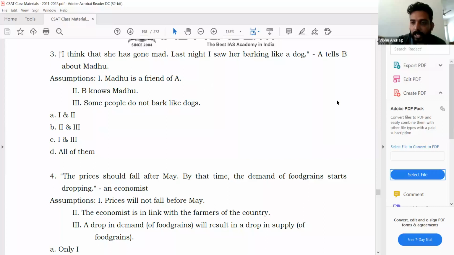If he mentioned her name, then B would be wrong. Yeah, correct. Madhu may be a friend of A. It's irrelevant. We are trying to identify A's assumptions.